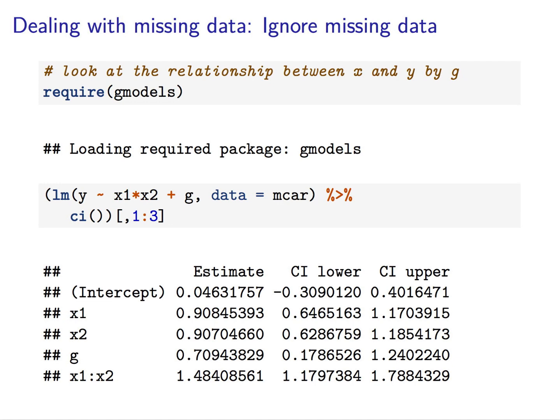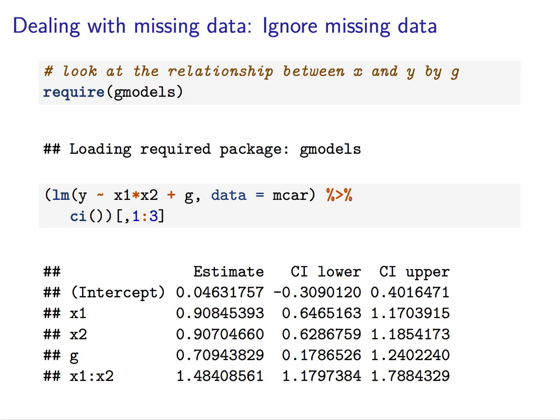Now, the easiest way to deal with missing data is to just ignore it. In this case, we have sufficient data to observe statistical significance. None of our confidence intervals crosses 0 except for the intercept, which we would expect to. But as we look at the following examples, pay attention to how the estimates and confidence intervals change.